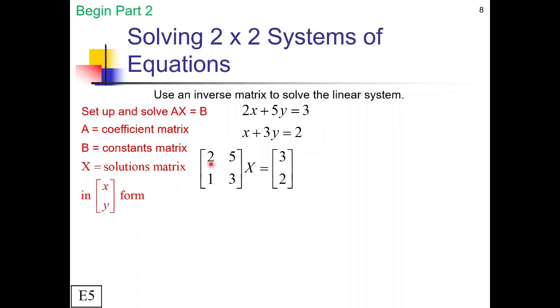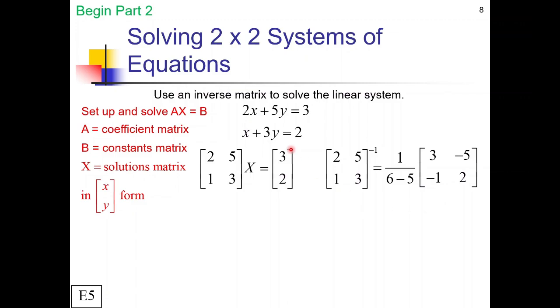So my inverse for this one is going to be 1 over, and now we're going to have 6 minus 5, which turns out to be 1. Then we are going to have, let's see, the 2 and the 3 are switching, so 3 and 2. And then we have a -5 and a -1.